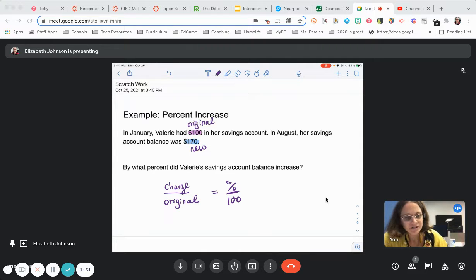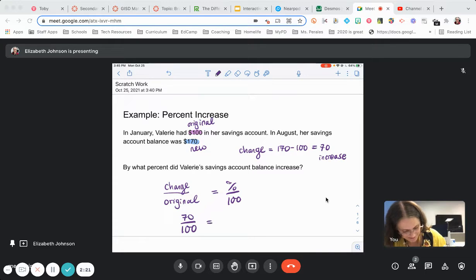All right, so how much did her balance change? Well, let's calculate it. So the change is equal to 170 minus 100. In other words, $70. In this case, an increase. We had an increase of $70 in her bank account. So I'm going to write that down, 70. And now what number should go in the denominator? Should I use 100 or 170? 100, because that's the original amount that I started with.